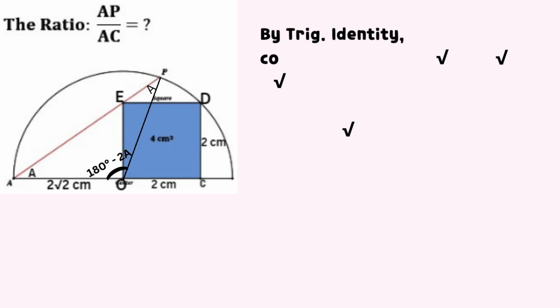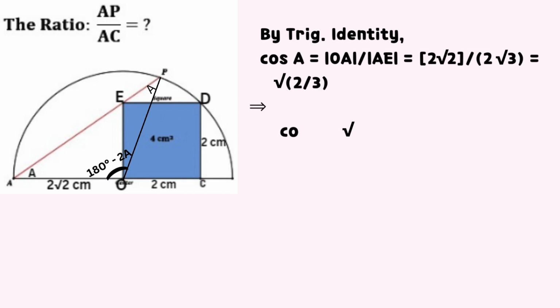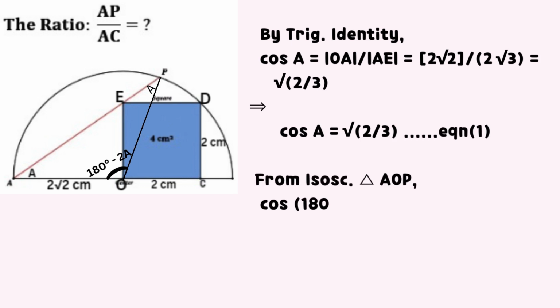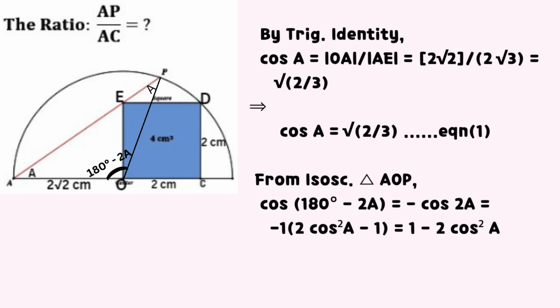By trigonometric identity, cosine A equals line OA divided by line AE, which equals 2 times the square root of 2, all divided by 2 times the square root of 3. The result is equal to the square root of 2 divided by 3. This implies that cosine A equals the square root of 2 divided by 3. We call it equation 1.